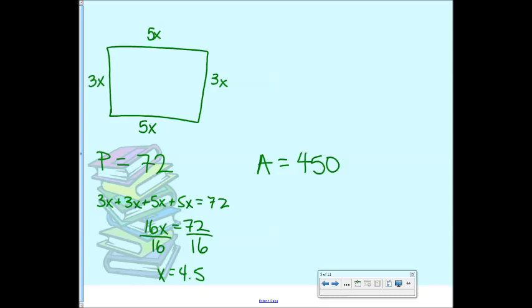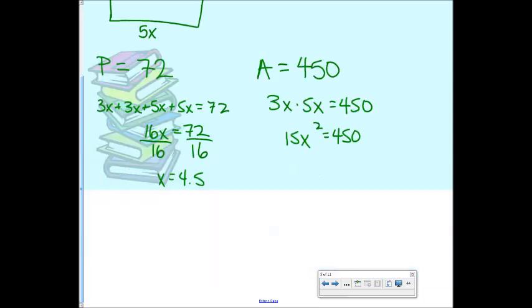If we were talking about perimeter still, but now we're talking about area, and how do you find area of a rectangle? Multiply. So instead of doing 3x plus 5x here, what would you do? 3x times 5x equals 450. And what's 3x times 5x? 15x squared equals 450. Good. Okay, now what? Divide by 15.